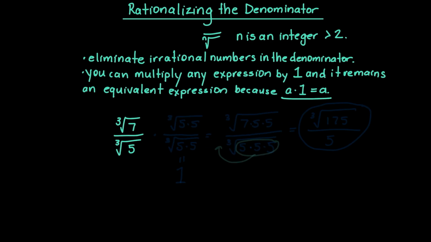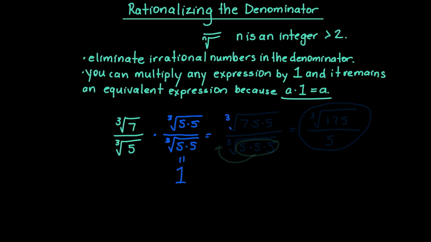Okay, let's work on the cube root of 7 divided by the cube root of 5. Remember, it's the denominator that we need to rationalize, not the numerator. So right now, 5 is already prime, and I have 1. So I know we need 2 additional 5s, and I need to do that as an equivalent form of 1.